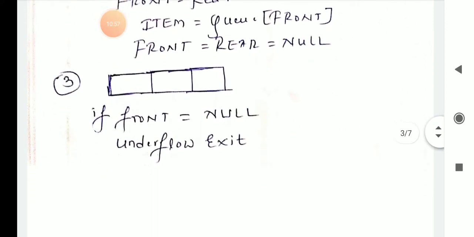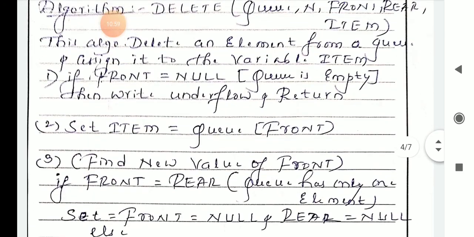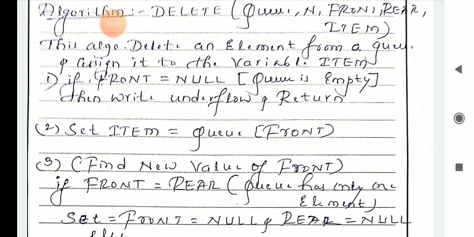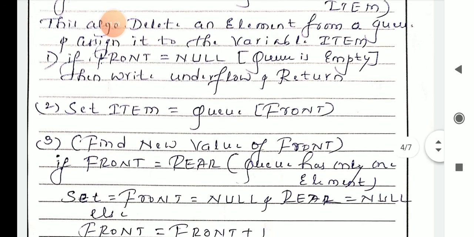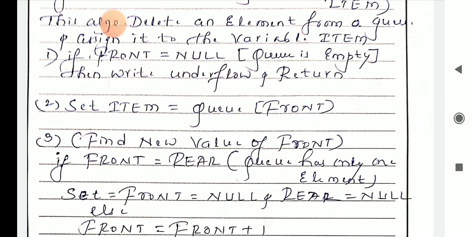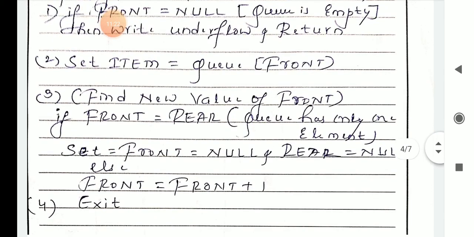So then I will write set item is equal to queue of front. So in that front you are having A. Okay. So then if you want to find the new variable of front, means what? If front is equal to rear, queue has only one element. Set front is equal to null and rear is equal to null, else front is equal to front plus 1, exit. So this is the algorithm.